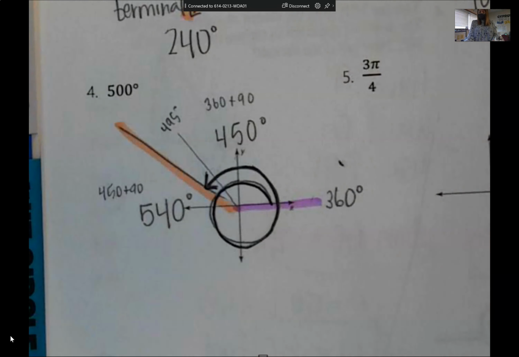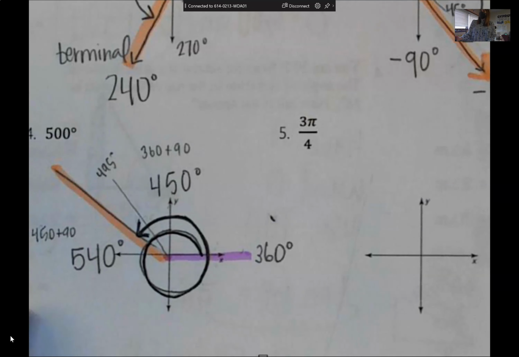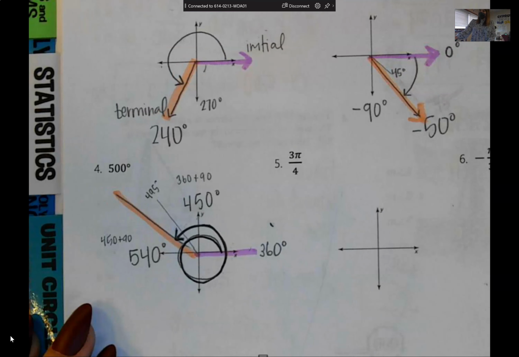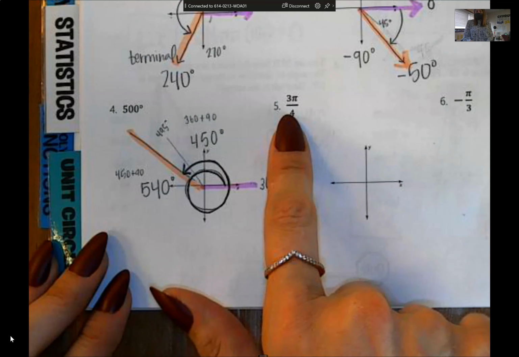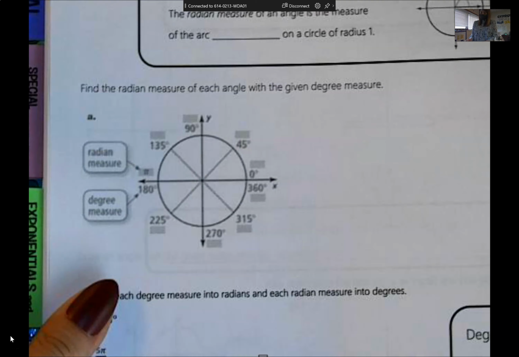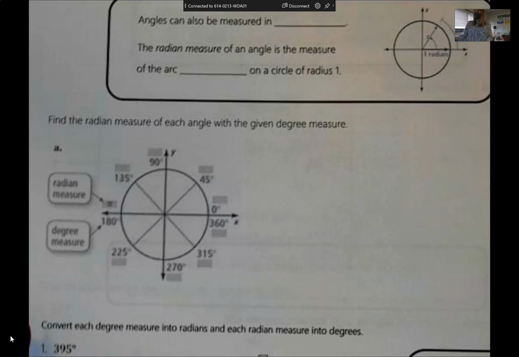Because I feel really good about this degree situation. I mean, I don't love it, but I feel okay about it. So we're going to talk about how we make that look like a degree. We're going to skip coterminal angles, and go one more page to degrees versus radians.